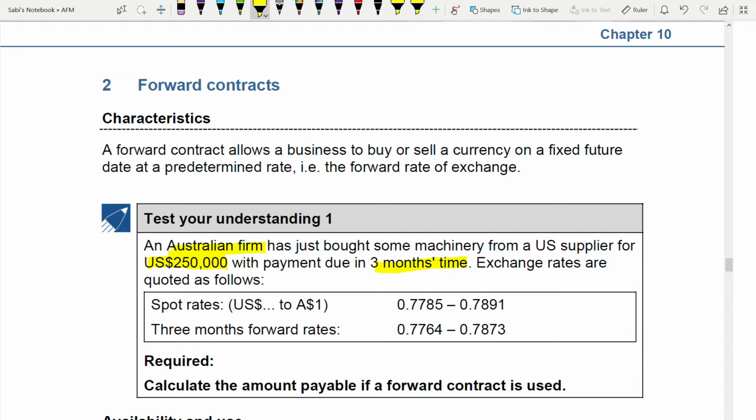Okay. So this is the way to understand, and remember this forever. Never forget it. These currencies are in what? This is US dollar to one Australian dollar. That means 0.7664 will be equal to 1 Australian dollar, or 0.7873 US dollar will be equal to 1 Australian dollar. Okay.